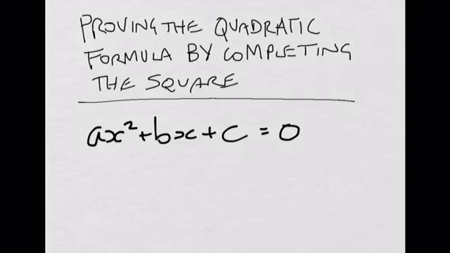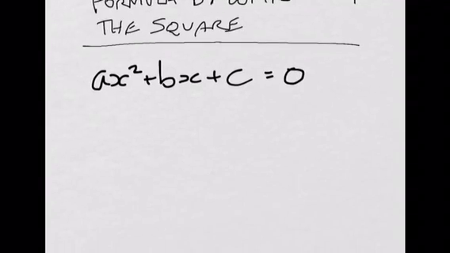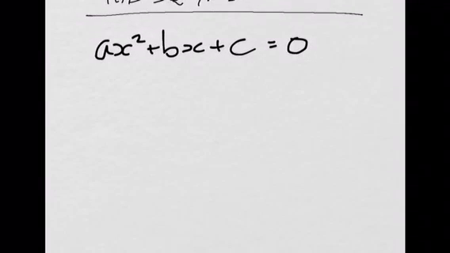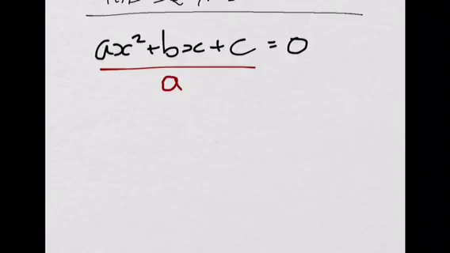Okay, so this video is about proving the quadratic formula by completing the square. So we start with our quadratic equation, ax squared plus bx plus c equals 0, and we do the first step of completing the square, which you don't actually need to do for any of the exercises: get the coefficient of x squared to be equal to 1. So to do that, we're going to divide both sides by a.